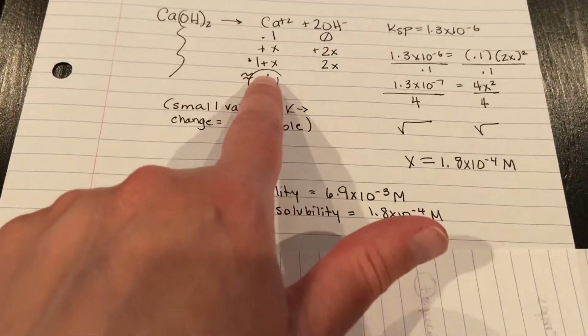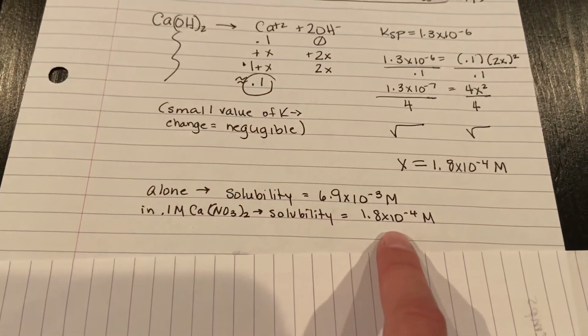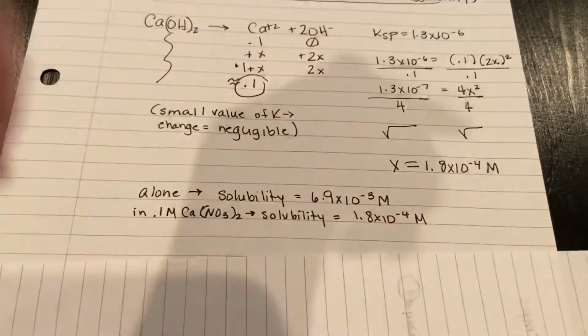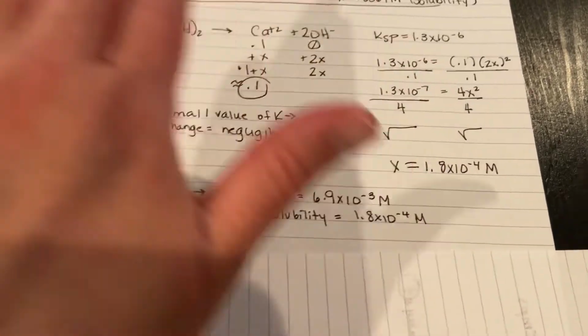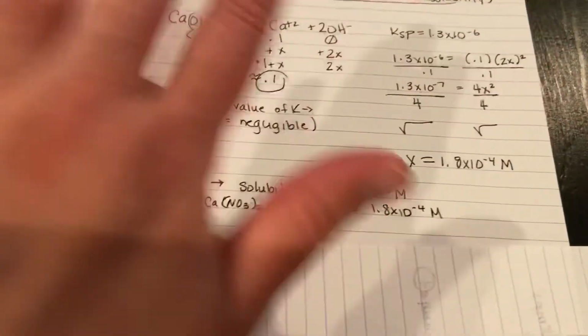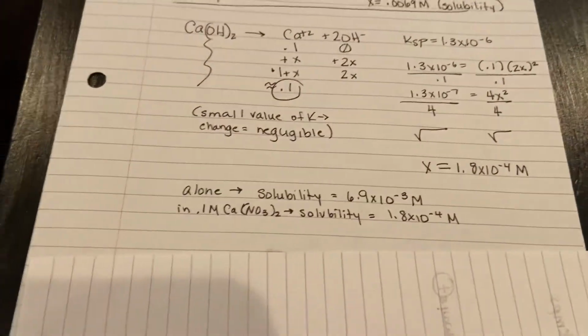So adding a common ion will actually decrease the solubility because, again, think about Le Chatelier's principle. We are adding to the products, so the equilibrium shifts away. We are preventing the reactants from dissolving because of the higher concentration of products.